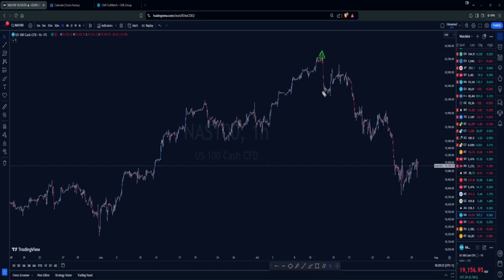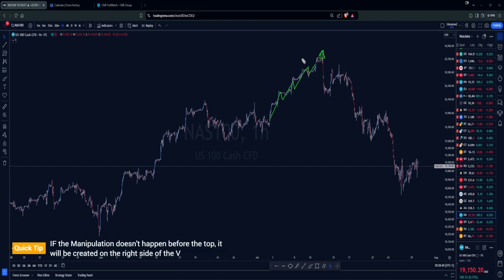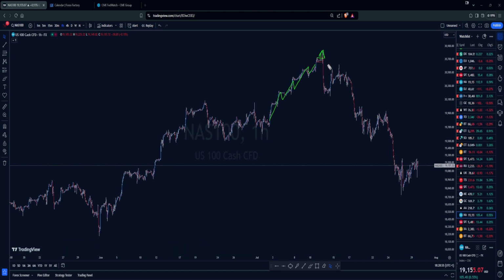Now, carry on with this example. So we have that momentum with a little bit of compression on the lower time frame. We get into this fake out. But as you can see, there isn't that much price action around this level, aside from the fake out. So when you don't have much compression or manipulation on the left side of the V, what I mean is on the left side of the high, we are usually going to create that manipulation on the right side of it, which is exactly what happened in here.